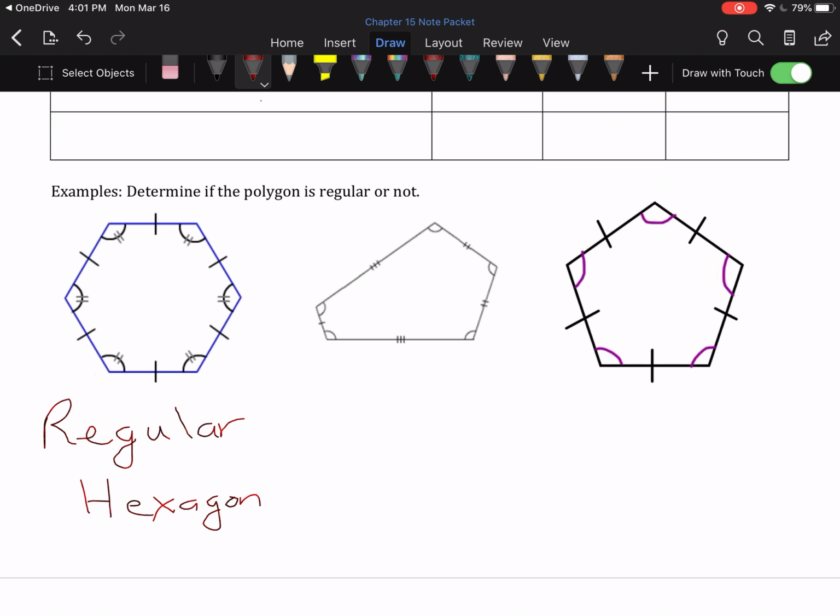This has 5 sides. So since it's not regular, we will say that by saying non-regular. Remember, non is our prefix for not. We remember that from non-collinear. And 5-sided makes this a pentagon.